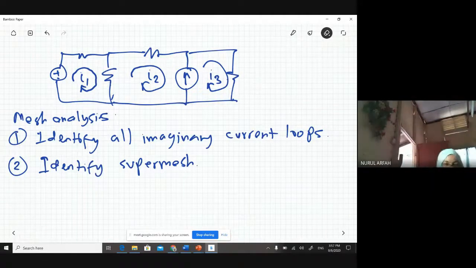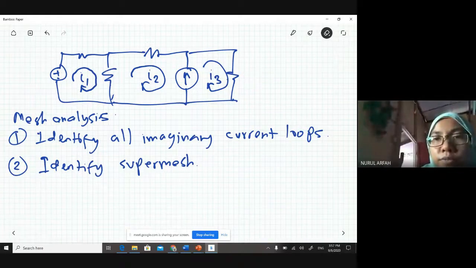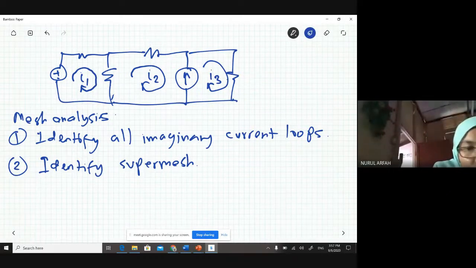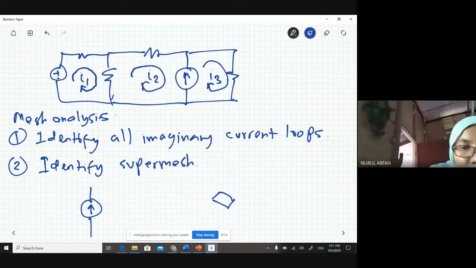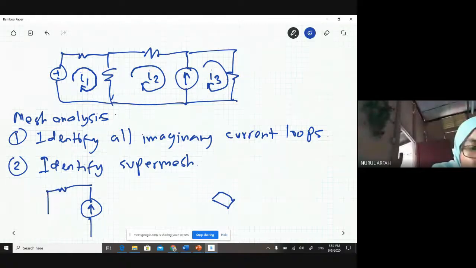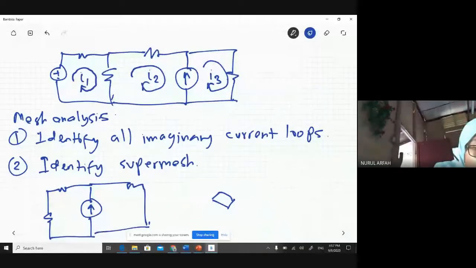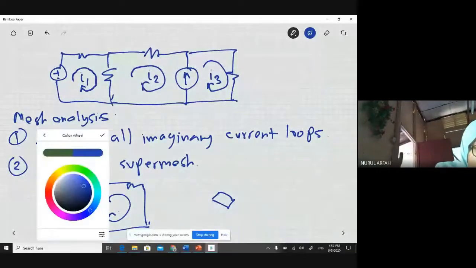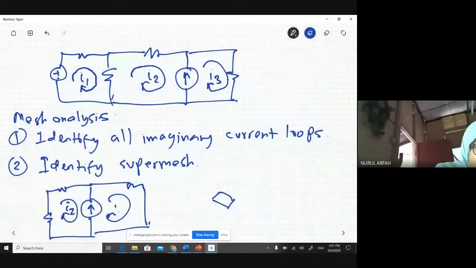What is a super mesh? When you have a current source in between two closed loops, as long as this is a current source, either dependent or independent. This one is independent. Maybe this is I2 and this is I3. Then you need to consider the boundary here. Okay.